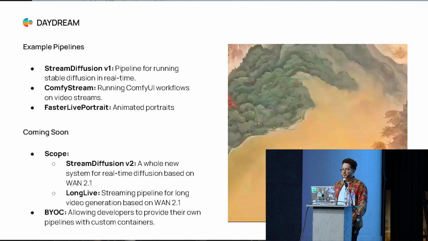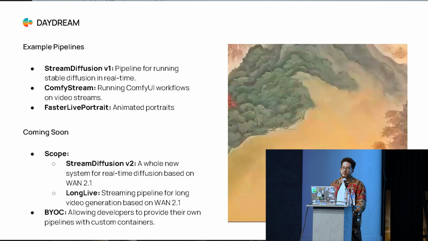And so just to give some example of what we can run on this service. Stream Diffusion V1 is our flagship pipeline right now, and that's what we've been talking a lot about today. And yeah, I don't need to explain too much what that is, but just other examples of things that we have integrated with before. We've done ConfStream, which is a way to run ComfyUI pipelines, workflows on a streaming video. And we've also integrated with Faster Live Portrait before, which allows face swapping, more optimized and faster.